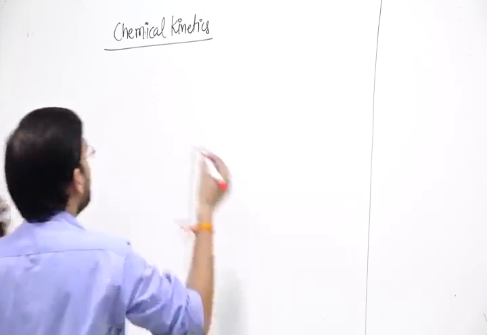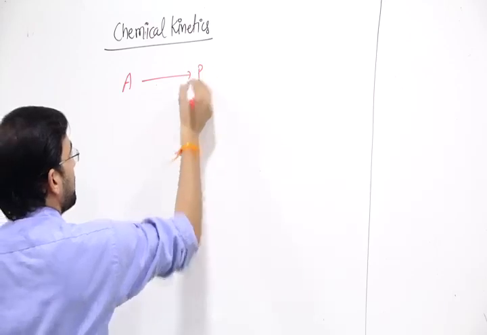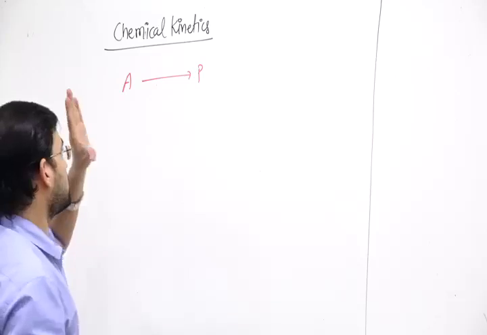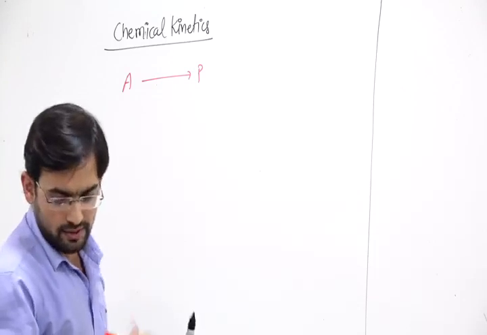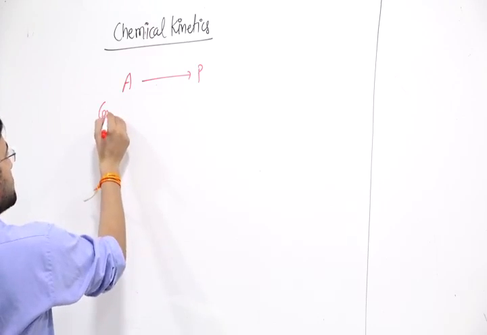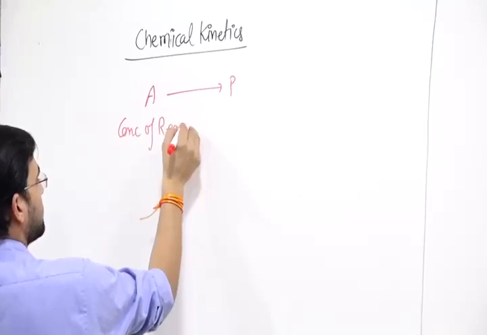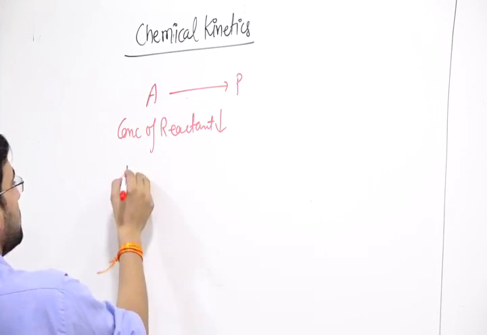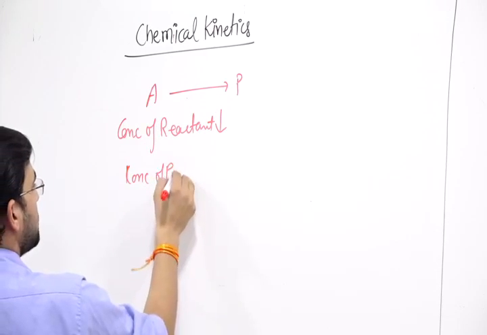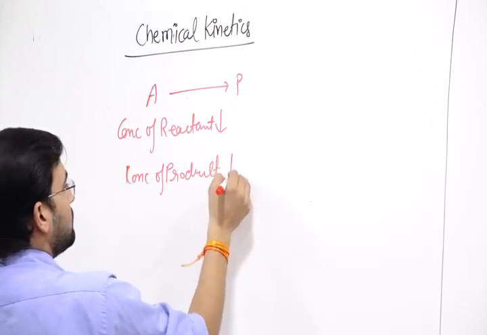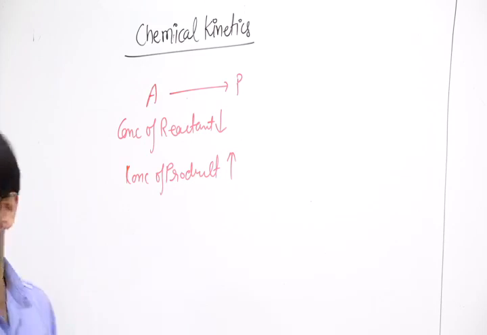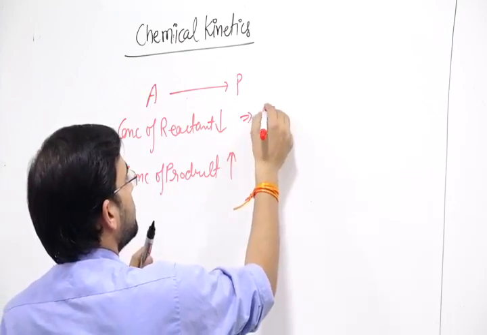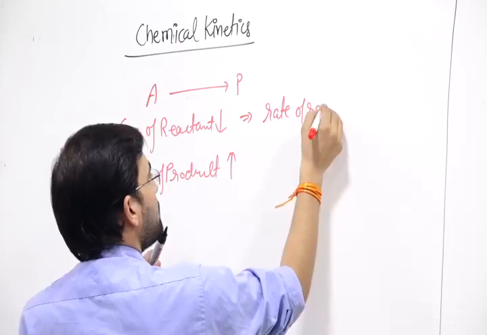Okay, so let's take any reaction. A gives me product P. Whenever A gives me product, there are some things which I should know. By default, those are true. The concentration of reactant will decrease. Another point I know is concentration of product will increase. Understand? The next point is, if concentration of reactant decreases, the rate of reaction also decreases.